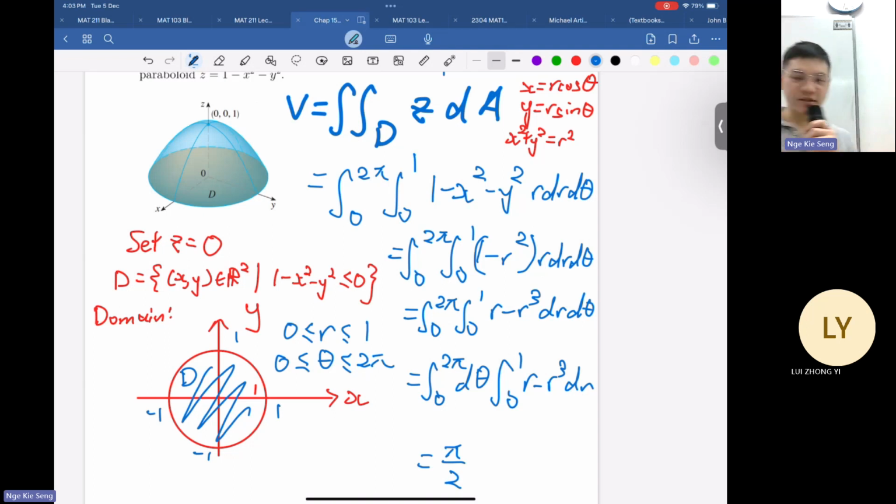So far, any question about this polar rectangle? Any question about this solution? No question. If no question, then we will take a break until 4:40.